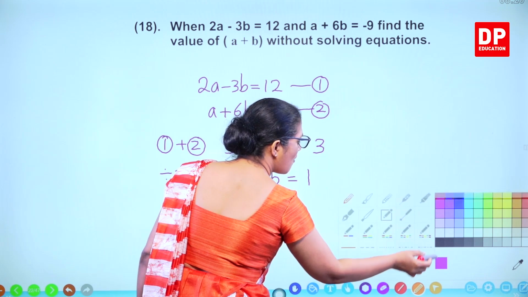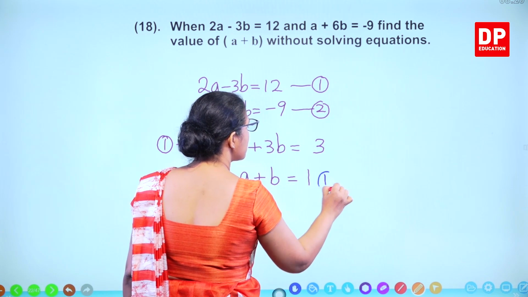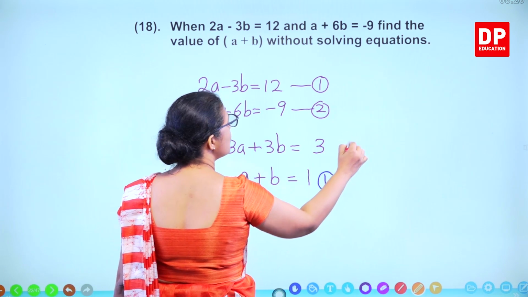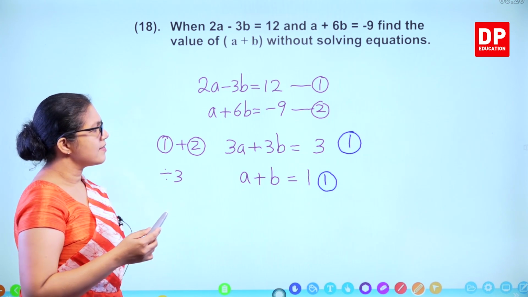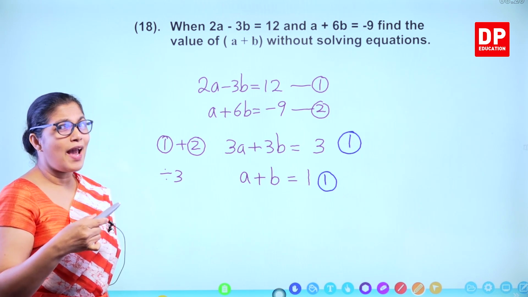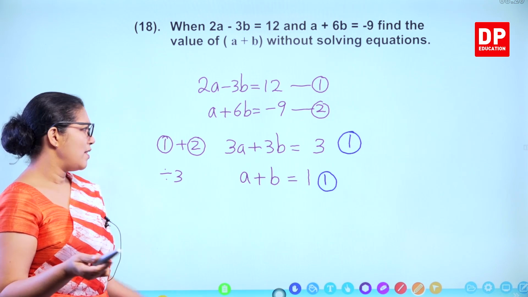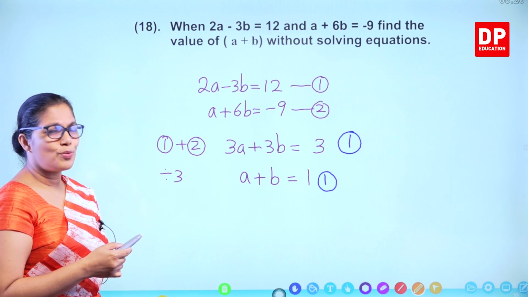So you get 1 mark for this step, and adding the two equations like this, you can get the other answer. So sometimes you have to just subtract to get the answer. So in this case, you have to add the two equations.